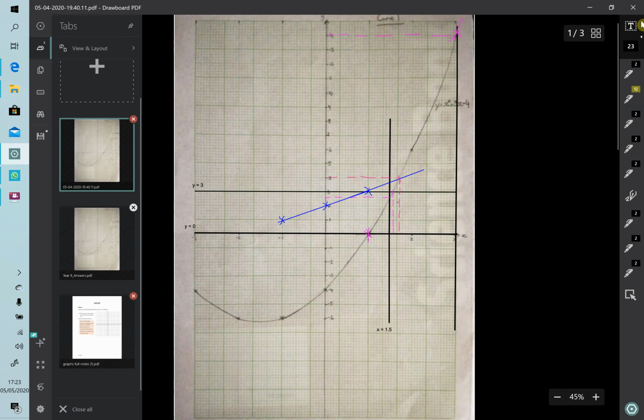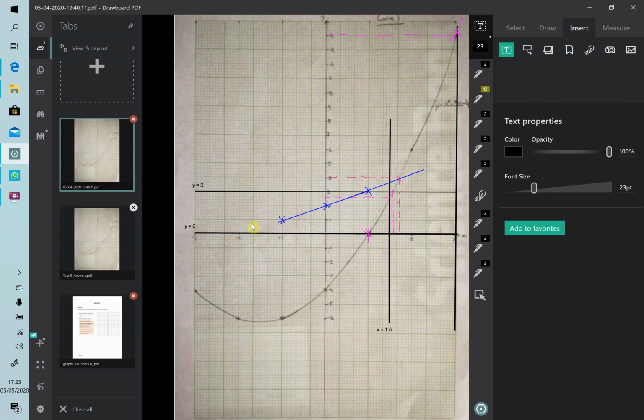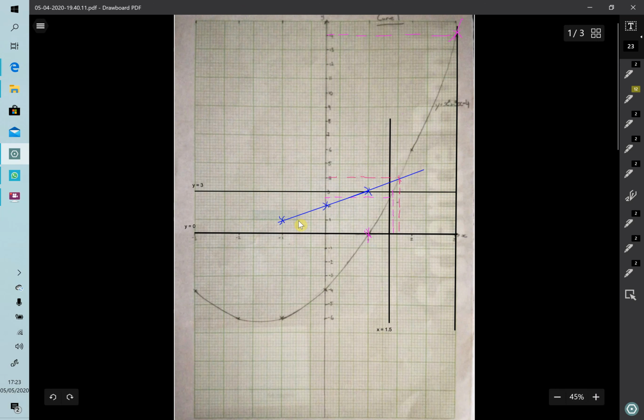And even over here, I forgot to do it for you. Let me do it really quickly. I should label this line y equals x plus 2. Brilliant.